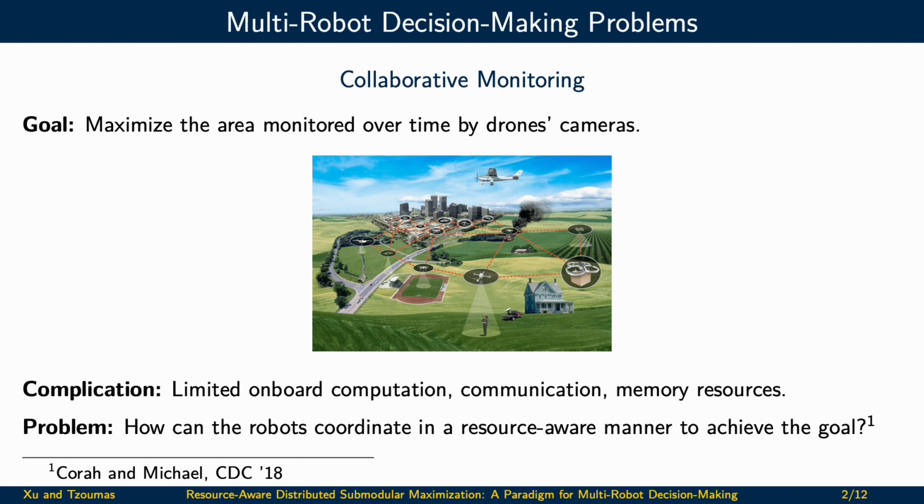Let's get started with 3 multi-robot decision-making problems. In the task of collaborative monitoring, a group of drones seek to coordinate their actions to maximize the area covered by the whole team. However, a complication arises: the onboard resources for communication and memory are always limited, so that not every drone can communicate with everybody else. This complication motivates the problem of how the drones can coordinate with only a few others and at the same time use onboard resources as little as possible.